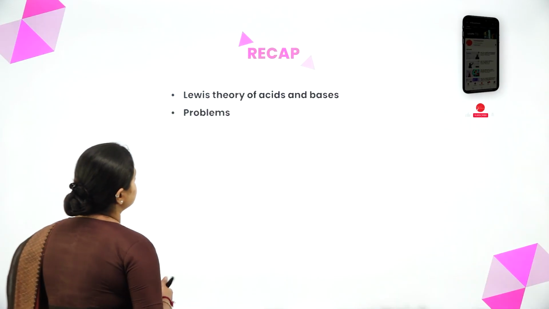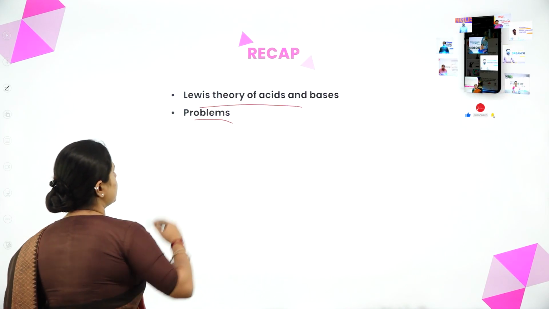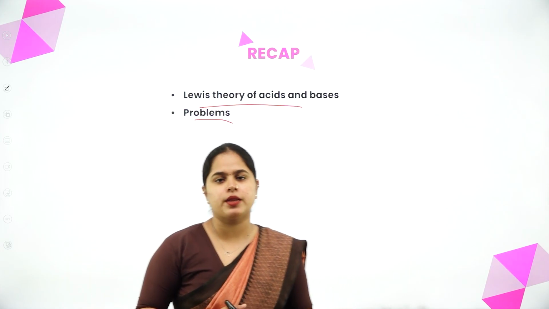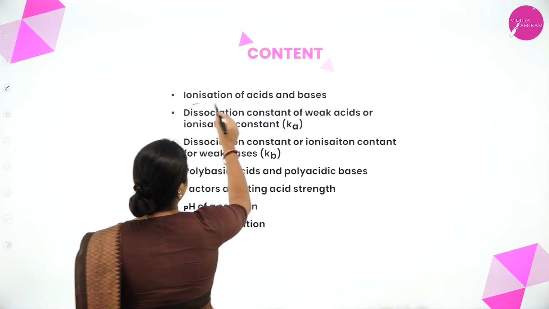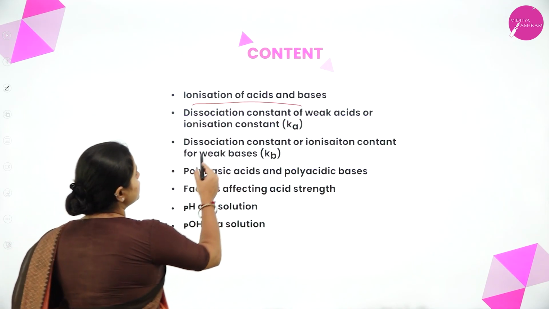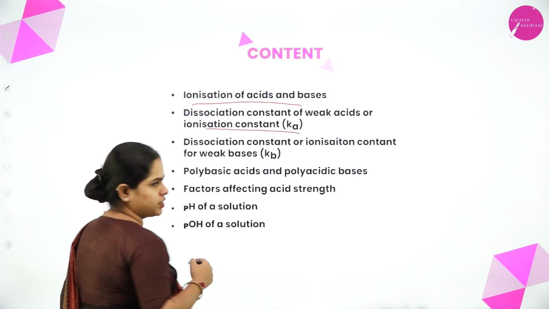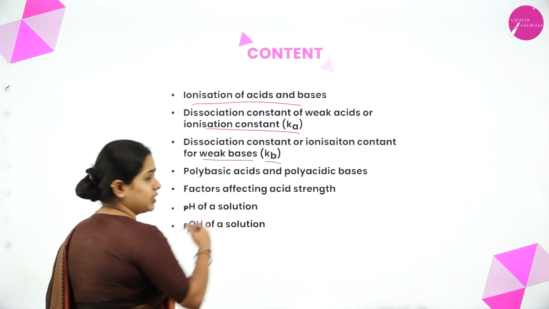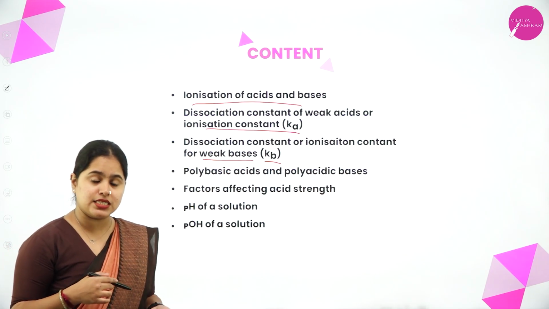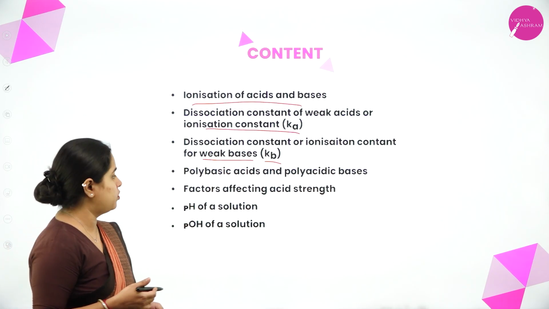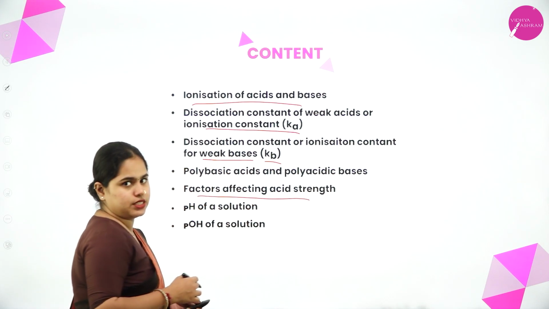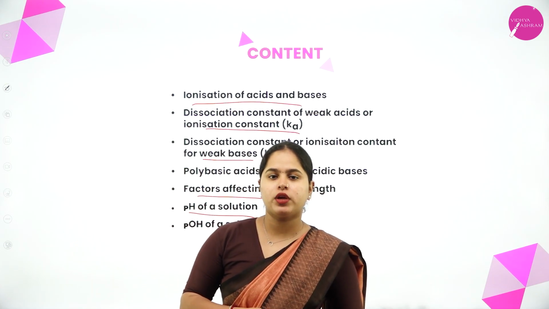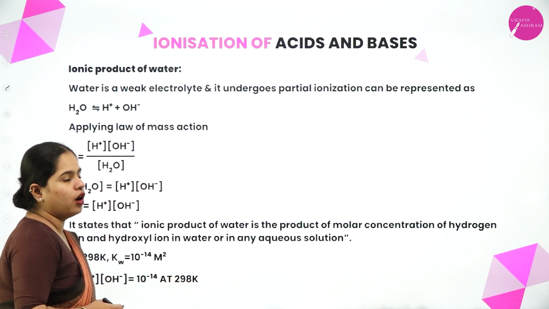So in the last session, we discussed Lewis theory of acids and bases, as well as some numericals based on equilibrium constant, right? So in today's session, we are going to discuss ionization of acids and bases, right? Dissociation constant of weak acids or ionization constant of acids, Ka, and dissociation constant or ionization constant of weak bases, which is called Kb, and what are polybasic acids and polyacidic bases. We will also discuss the factors affecting acid strength and the pH of a solution in this session. Okay, so to begin with, ionization of acids and bases.